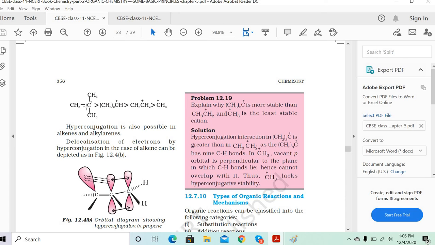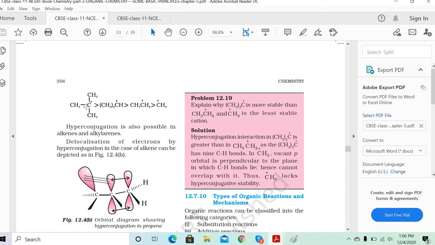Understood? Okay. So in the first case, C plus is supported by the three methyl groups. Any of the methyl groups can provide the double bond to the carbon atom. So that becomes the most stable then. Any of the three possibilities are there to get the electron from any of the alkyl groups. So it's the most stable.